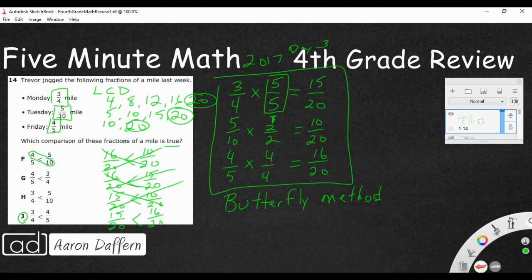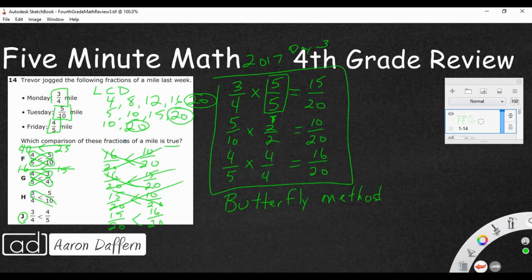So 4 times 10 is 40. 5 times 5 is 25. So can you read, 40 is less than 25? Nope, that doesn't make any sense, so that is incorrect. So we've got this, you go on diagonal, 4 times 4 is 16. 5 times 3 is 15. Can you read, 16 is, you have to keep the sign there, 16 is less than 15? Nope, that's incorrect.